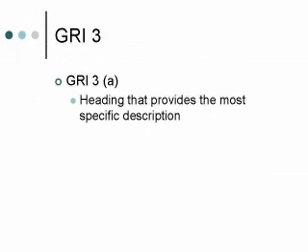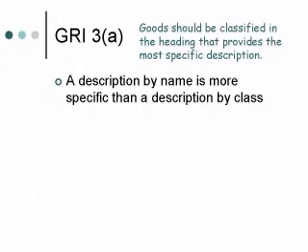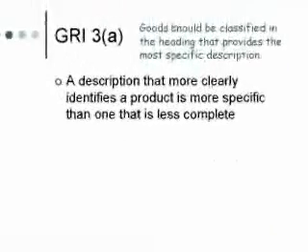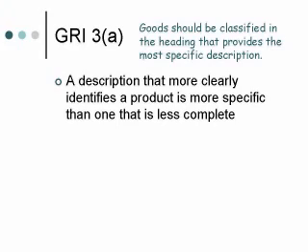Part A tells us that goods should be classified in the heading that provides the most specific description. For example, a description by name is much more specific than a description by class. If I were to tell you that a great white shark just swam by, that would be more specific than if I were to say a fish just swam by. A more applicable example would be using the term electric shavers rather than electromechanical hand tools. Another way to look at this is a description that more accurately describes a product is more specific. For example, to identify an item as parts and accessories of is not as complete as naming the actual product.